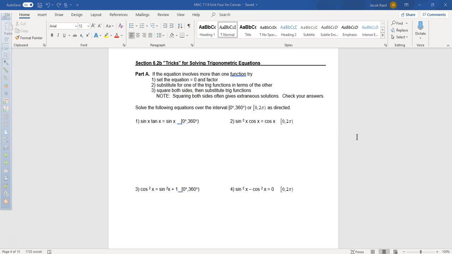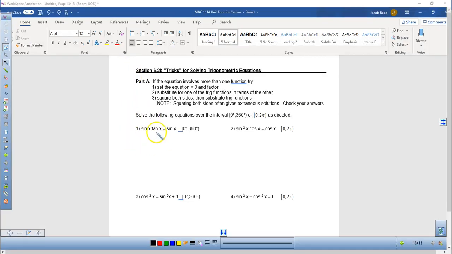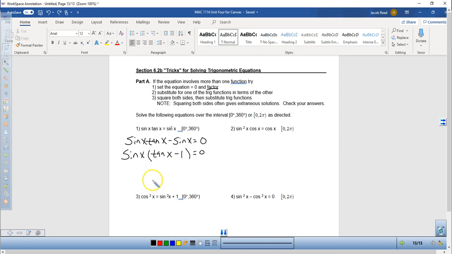Alright, so looking at the first one. Here, sine x tangent x equals sine x. I want to get this sine of x. I'm going to follow the first trick, get it equal to 0, so I'm going to move sine over. So I've got sine of x, tangent of x, minus sine of x is equal to 0. Once I have done this, it says, and then factor. Well, now I have two expressions that have sine in them, so I can factor sine out. It leaves me a tangent and a negative 1. Now that I've factored, I can set each equal to 0.